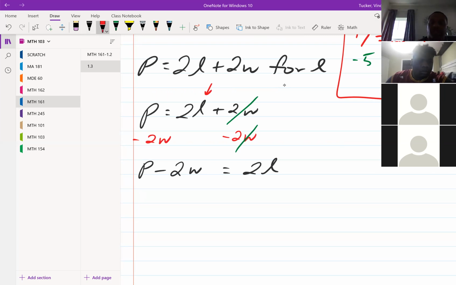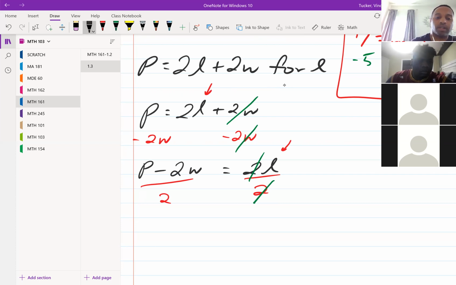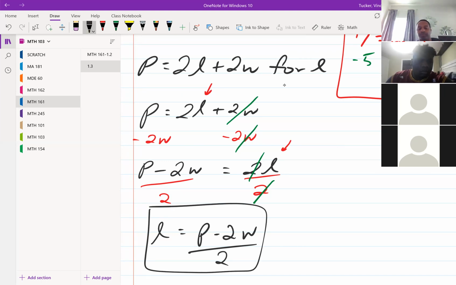Once again, our goal is to get L by itself. So now I need to get the 2 off of L. So what we would do is divide both sides by that 2. And L is equal to P minus 2W over 2. And that will be it. You don't have to get a solid number like L equal to 5 or L equal to 7. You just need to get L by itself. But what you do want to do is make sure that the right side is simplified as much as possible.